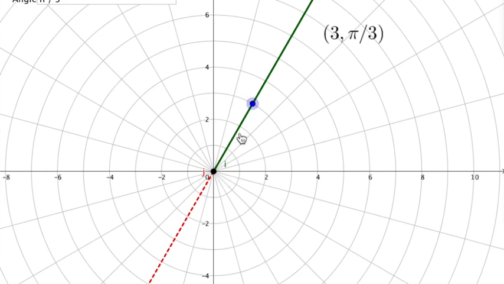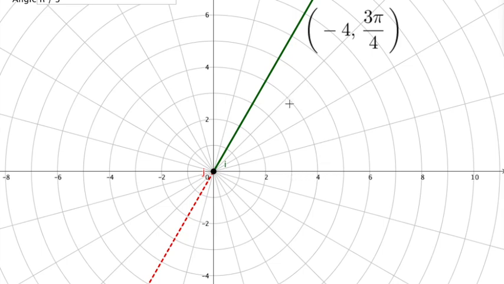So it's 3 units away from the origin, and it's 60 degrees, or pi over 3 radians, measured away from the x-axis. And that's it. That's pretty easy. So it only gets tricky when you have negatives involved, like this -4, 3 pi over 4. So again, we're going to rotate our angle to 3 pi over 4.